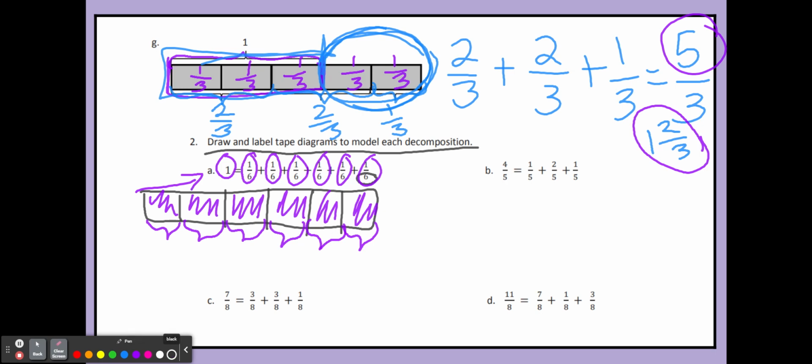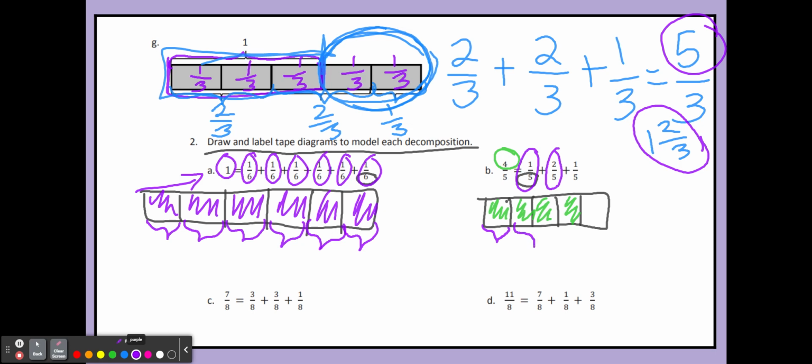For the next one, this has 5 pieces. So I'm going to draw as equally as possible because fractions have equal sized parts. And it has 4 colored in. So 1, 2, 3, 4. For the brackets, there's 1/5, so that's just 1. Then there's 2/5, so that's 2, and then there's 1. So it would look like that.